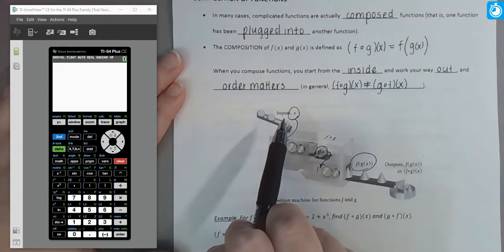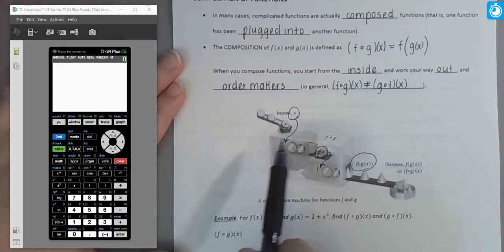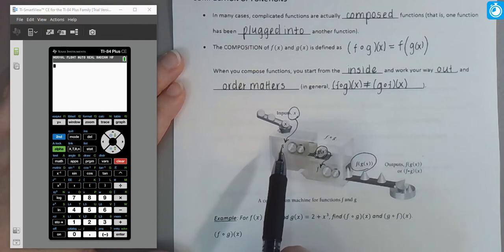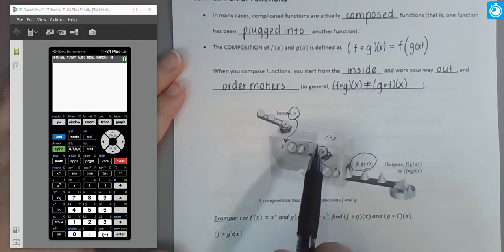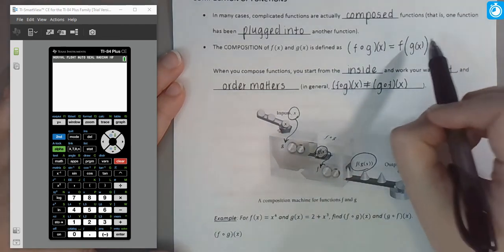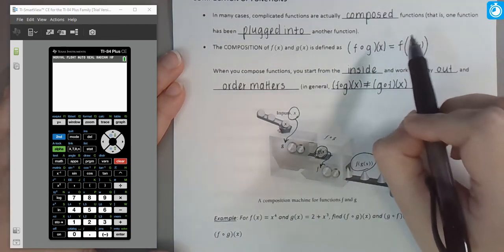So we're taking x values, plugging them into our inner function. The inner function is then evaluated with that particular input, and the output from that evaluation is then substituted into the outer function. So you start on the inside and work your way outward.